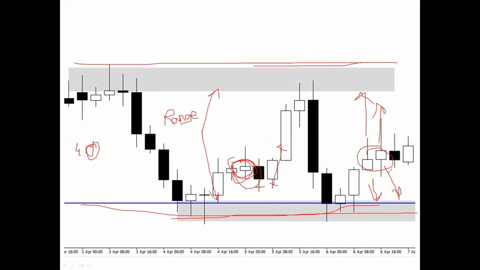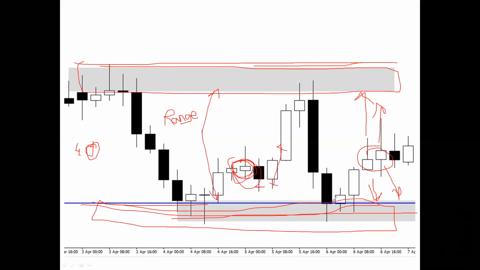Wait for price to come to these rejection areas, this support, this resistance, and this support. You have to wait on the 4 hour only. 4 hour and daily works best. It works the best. I promise you, I've done it so many times.